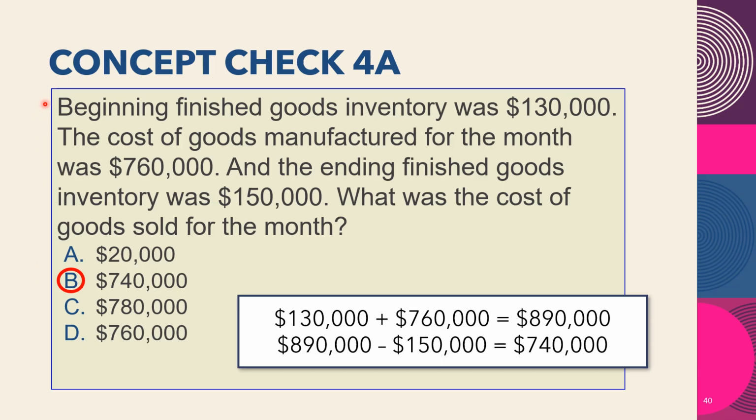You take the beginning finished goods inventory, $130,000, plus the cost of goods manufactured for the month, that's $760,000, then minus ending finished goods inventory, $150,000, you can get $740,000. That is the answer for this one.